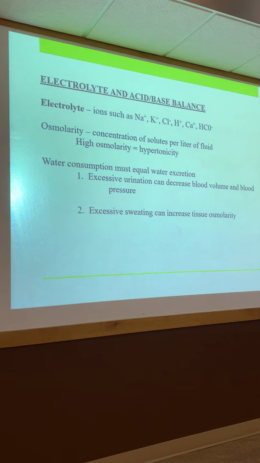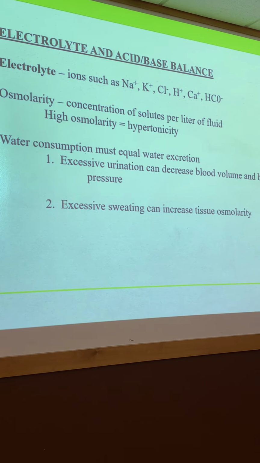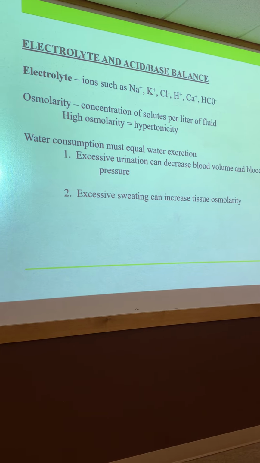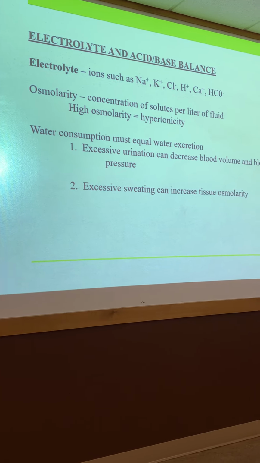What do we need to say about this slide? I don't know. Electrolytes. Things like sodium, potassium, these are your ions. That should be HCO3 ones, not HCO ones. Water consumption must equal water excretion. Sure. If you want to keep your blood volume accurate, you pee out as much as you drink in, right? If you're dehydrated, you don't pee out as much. That's the whole basis of that slide.